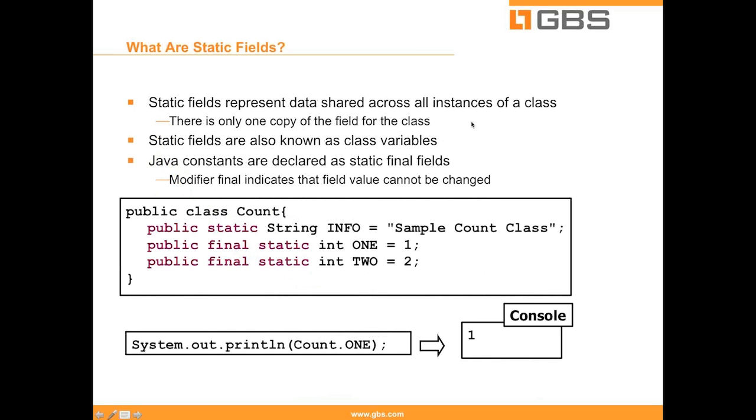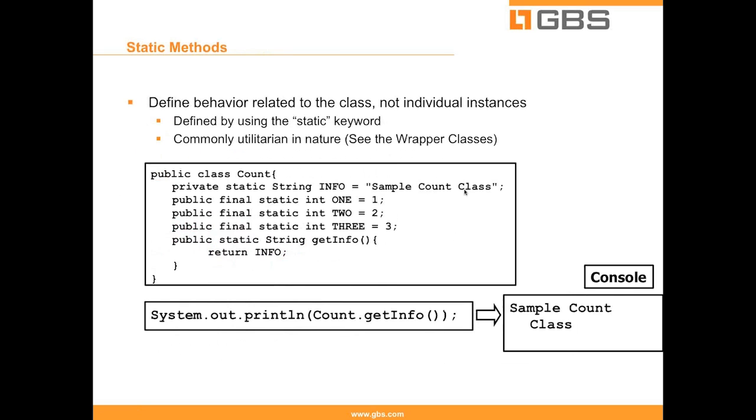Static fields are defined by public static or public final static. What that means is that there's only one copy of the field for the class. Static fields are also known as class variables. Java constants are declared as static final fields. The modifier final indicates the field cannot be changed anywhere in the code. So a lot of times we'll use public static final to read in values from, for example, parameter files, so that they're used as constants throughout the entire code stream.